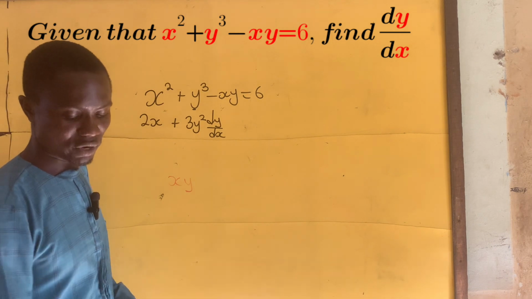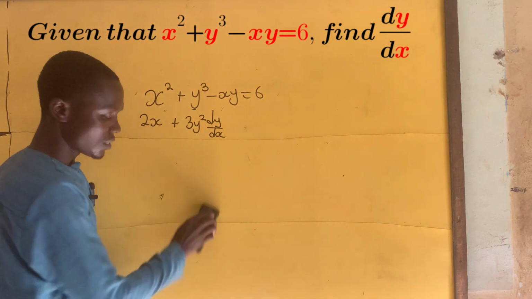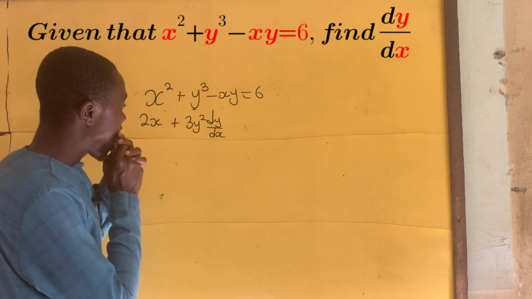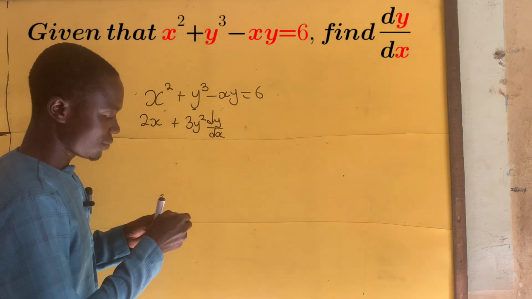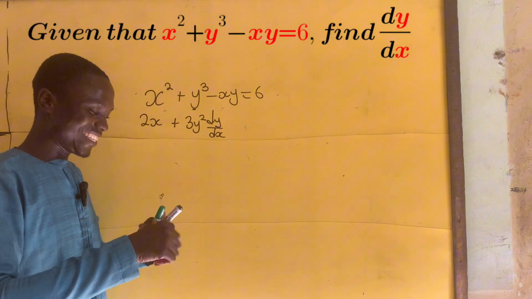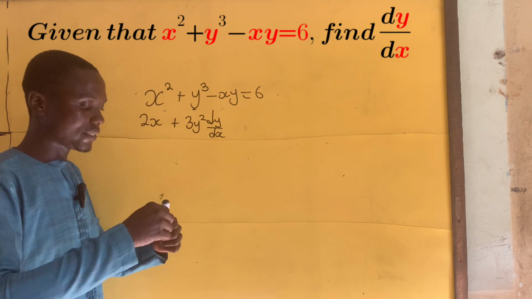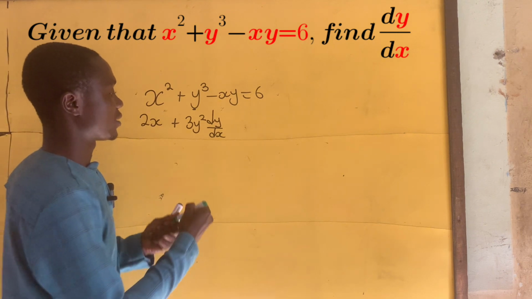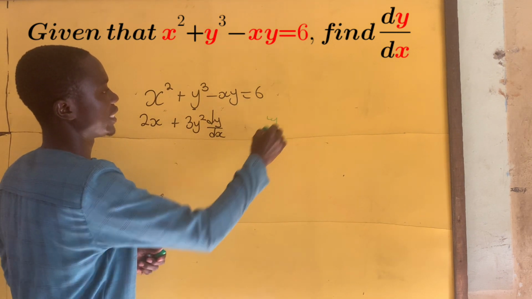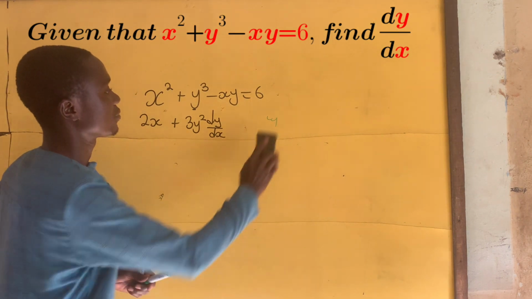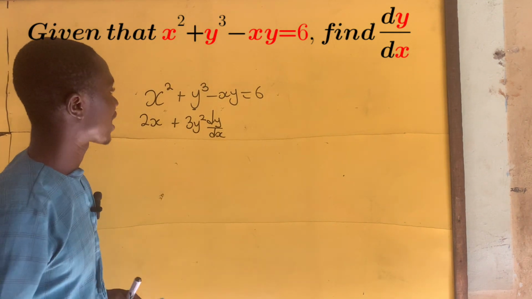Wow, the red marker is not helping me. Let me use the green one. I hope you are enjoying the lesson, right? Okay, keep on enjoying it. Let me see the red one. The green one. Yeah, this will help me. I need variation of colors.